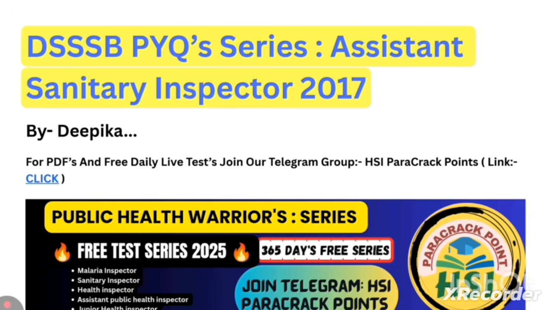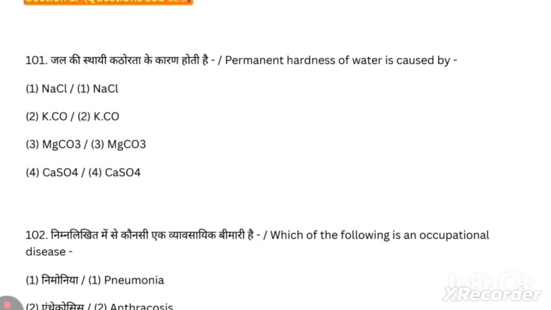So here we start our first question. The first question is: permanent hardness of water is caused by? So, what is permanent hardness? Permanent hardness is due to calcium and magnesium sulfate, which cannot be removed by boiling. So, the correct answer is calcium sulfate. It is insoluble in boiling and responsible for the permanent hardness of water.